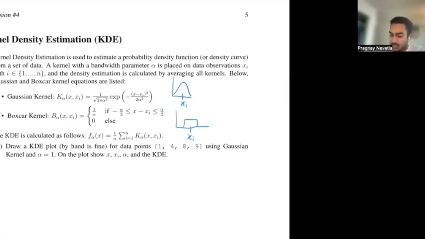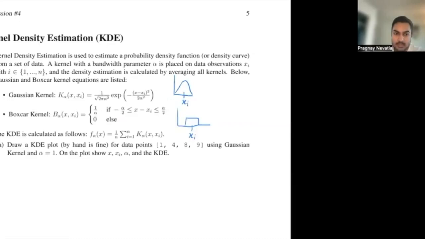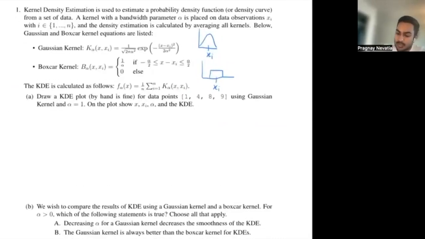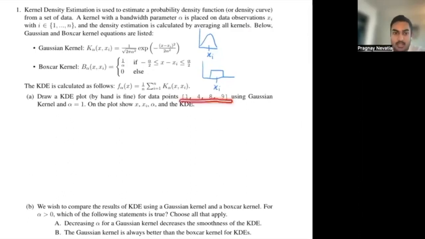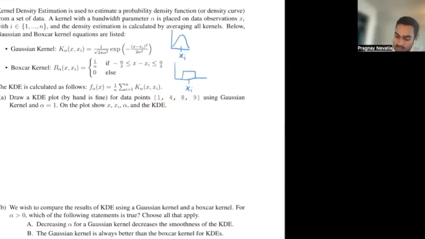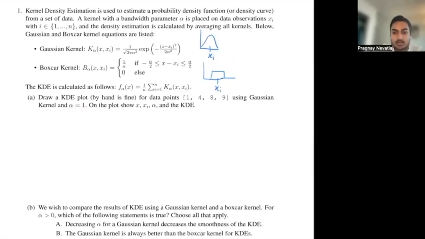So keeping that in mind, let's go to the first question. And we talk about how you actually make these KDE plots. So you're given 4 data points, 1, 4, 8, and 9, and you're using the Gaussian kernel. And here you're also using alpha equals 1. So here your goal is to generate the KDE curve for this question. So what's the first step that we should think of? The first step that we should think of is putting the data points on a number line.